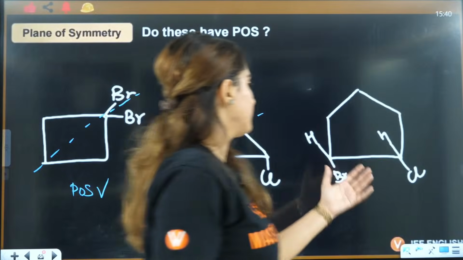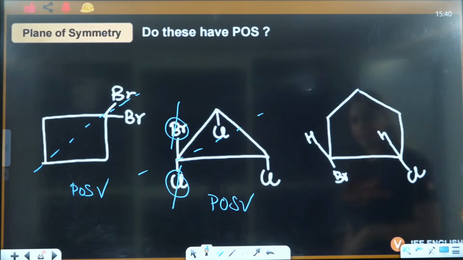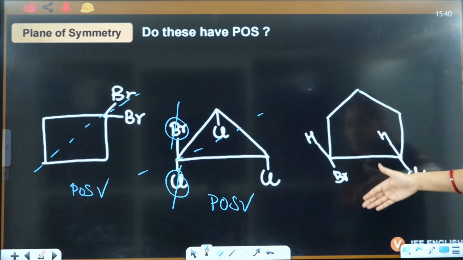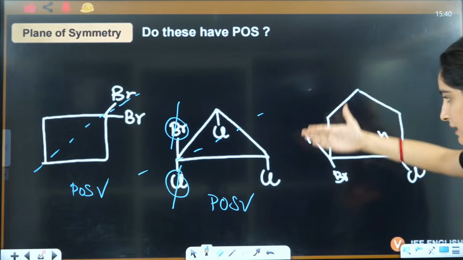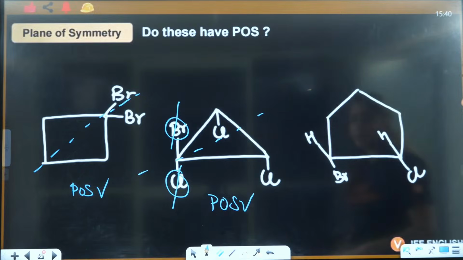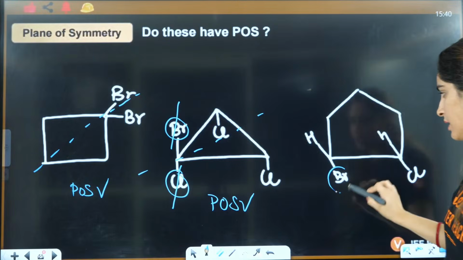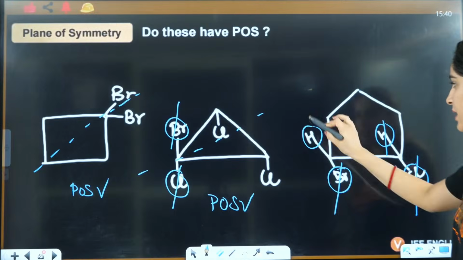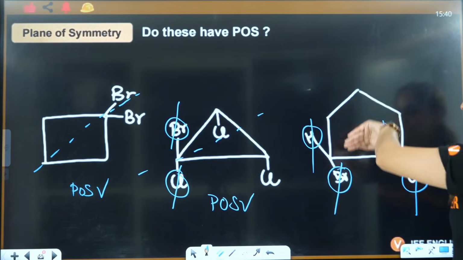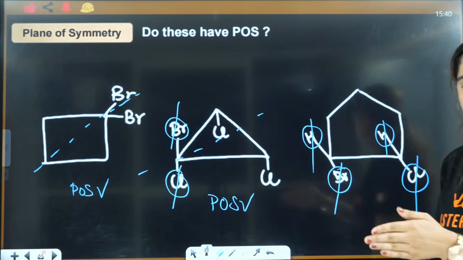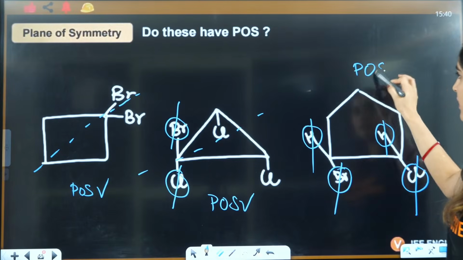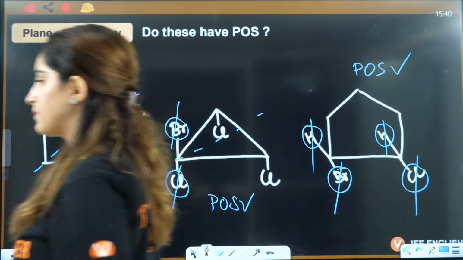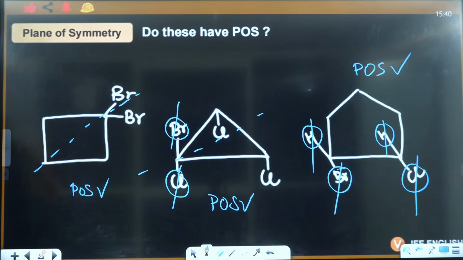What about this one? In this case, if you pass a plane which is like this, parallel to this, you will break it into equal halves, and this whole will be sliced up into equal halves, right? So that means POS is present here. Right? Okay guys, do let me know if that is clear to all of you or not.